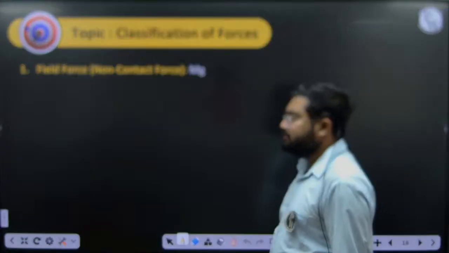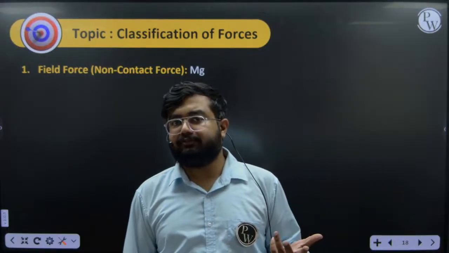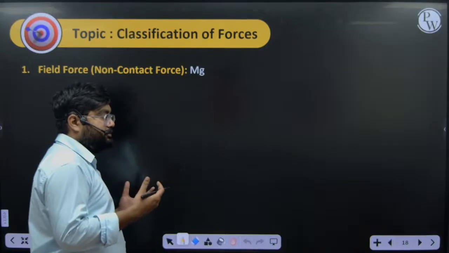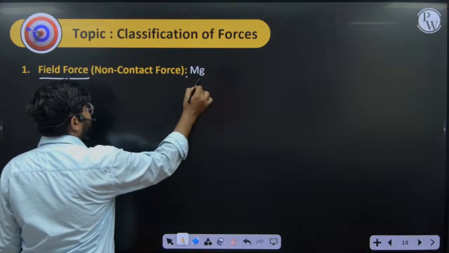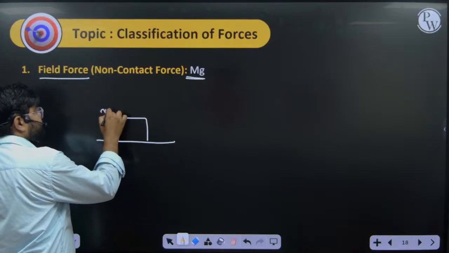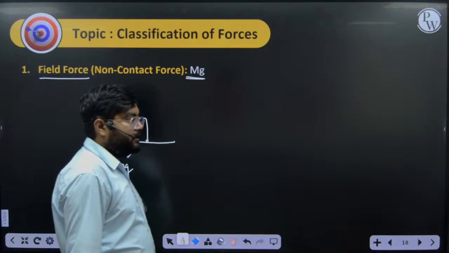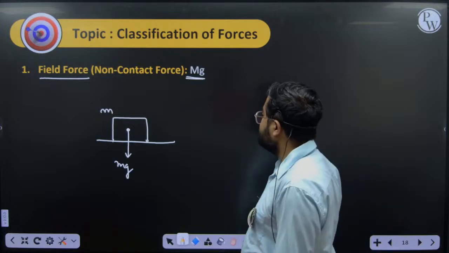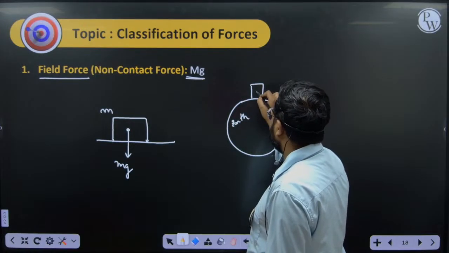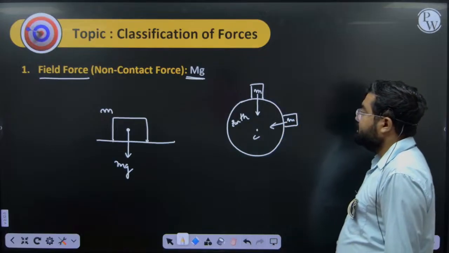Now let us come to classification of forces. There are broadly four classifications of forces: gravitational force, electromagnetic force, nuclear force, and weak force. But we are not going to go into that. We just want the forces which we require in this chapter. The first is the field force mg. I hope everybody knows about this. If in any question we say a block of mass m is placed, one force is going to act, which is mg. This is the gravitational force due to the gravitational pull of the earth, and this force acts towards the center of the earth. So this is, let's say, the earth, and if we put a block here, this force will act towards the center.